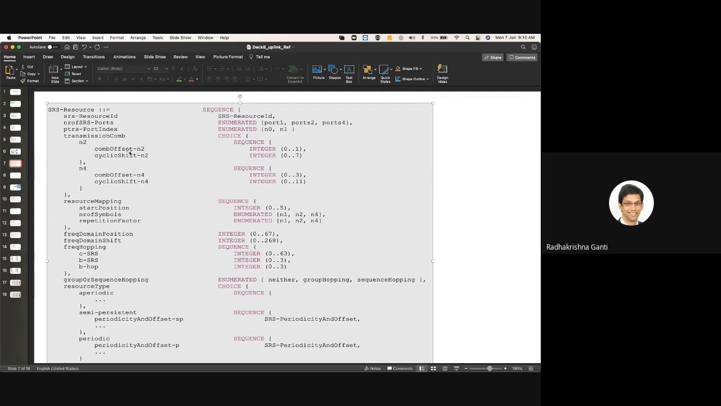Okay, so you understood now. You specify this to the UE. You tell the UE specifically to use this particular cyclic shift.